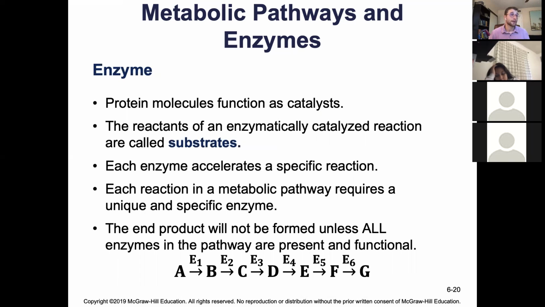Very important: the end product will not be formed unless all enzymes in the pathway are present and functional. It's kind of self-explanatory, but we need every single enzyme working properly, or else we'll get stuck. If we can't change E to F, then we can't just skip it and go from E to G. It's got to go from E to F. So we need every single enzyme working properly so that we can convert every single substrate into the next substrate in the metabolic pathway to get our final product at the end.